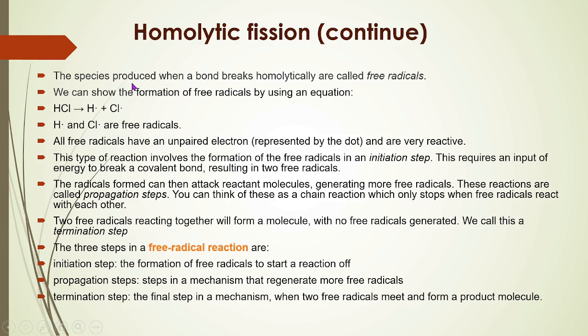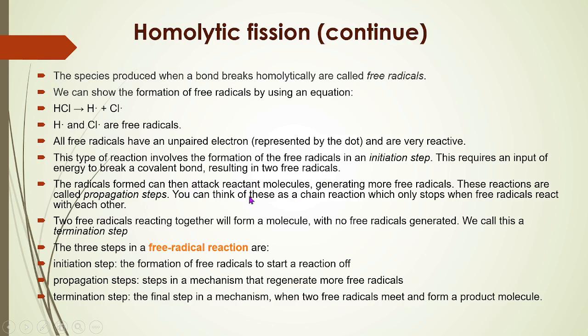In homolytic fission, the species produced when a bond breaks homolytically are called free radicals. You can see here, and we can write it like this: H dot, Cl dot. All free radicals have an unpaired electron, represented by a dot, and are very reactive. This type of reaction involves the formation of free radicals in an initiation step. This requires an input of energy to break a covalent bond, resulting in two free radicals.